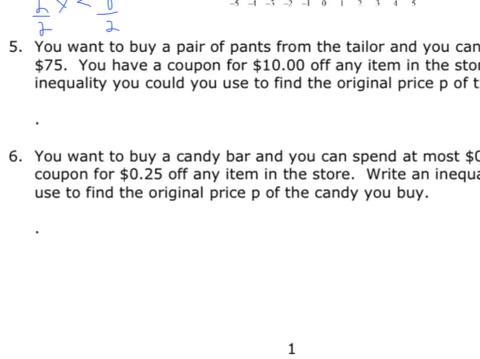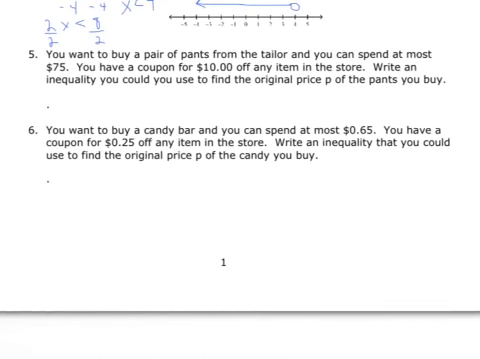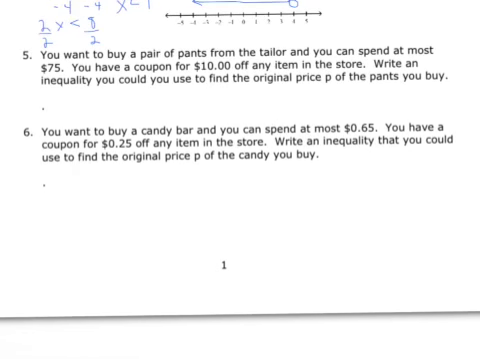Okay, number 5. You want to buy a pair of pants from the tailor, and you can spend at most $75. You have a coupon for $10 off any item in the store. Write an inequality that you could use to find the original price P of the pants you buy. Okay, so the total amount that I want to spend is $75. I notice that I also have a coupon for $10, and we want to call the original price of the pants P.